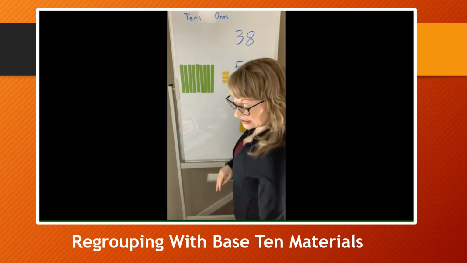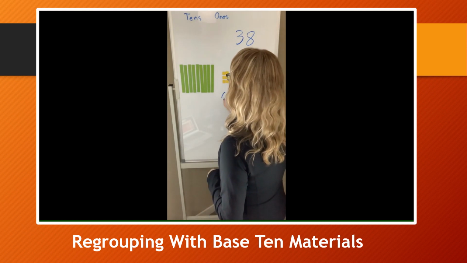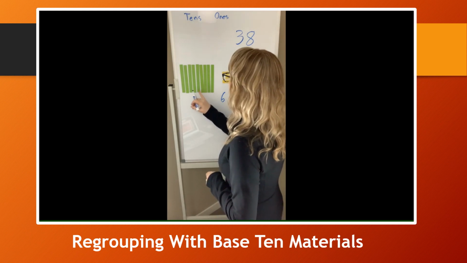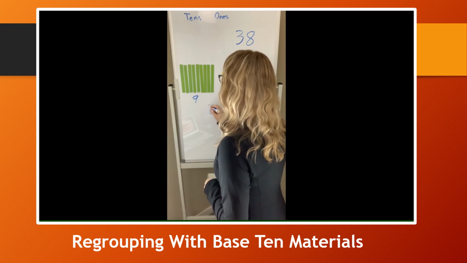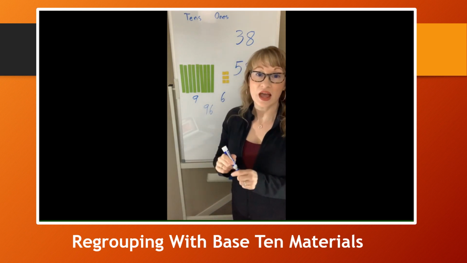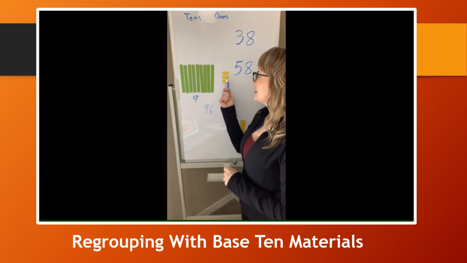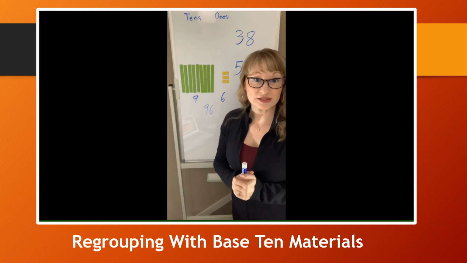So 2, 4, 6 ones. 1, 2, 3, 4, 5, 6, 7, 8, 9 tens. Oh, a total of 96. So that makes total sense.